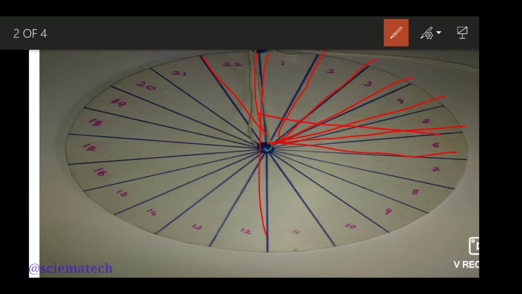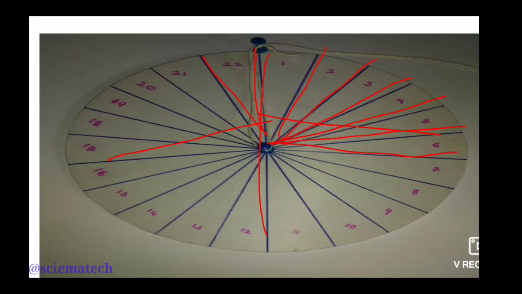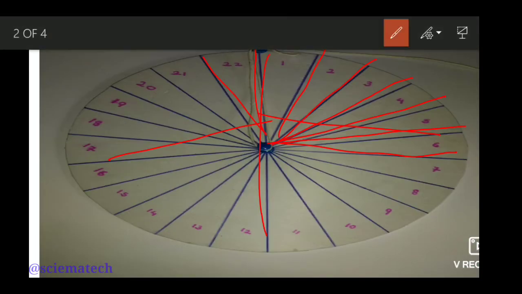Keep one half part aside and keep the other half part aside. So it will form like this. Yes, it will form a rectangle. So can I say the area of this circle is equal to the area of the rectangle? Right? I can say this.